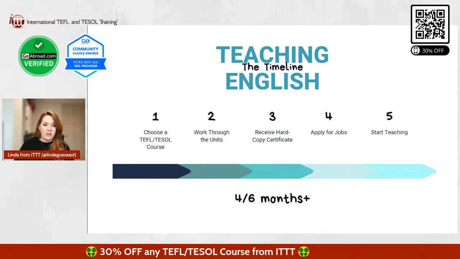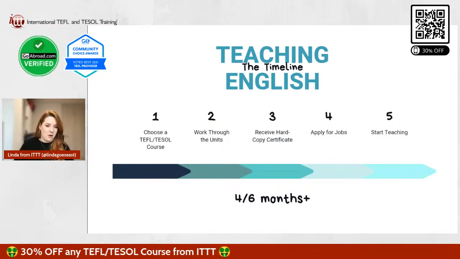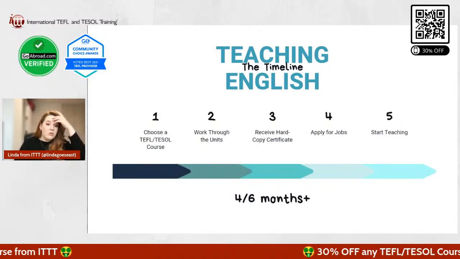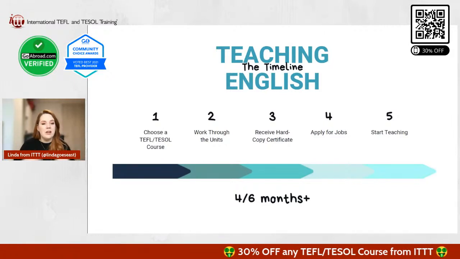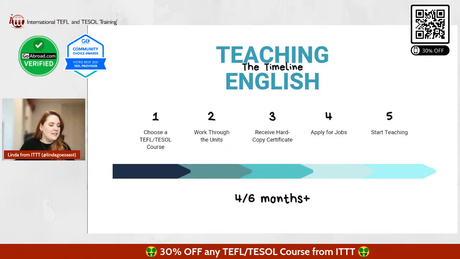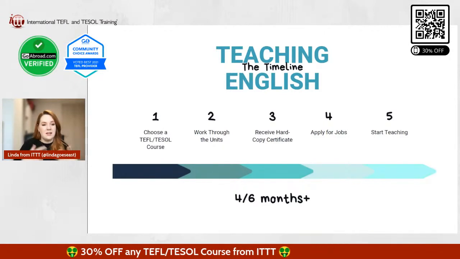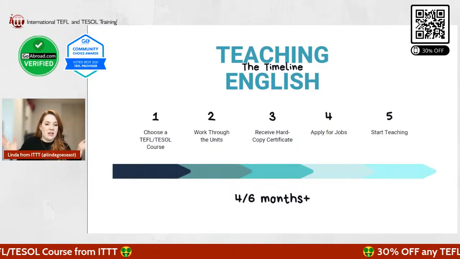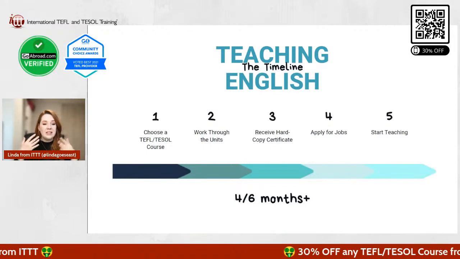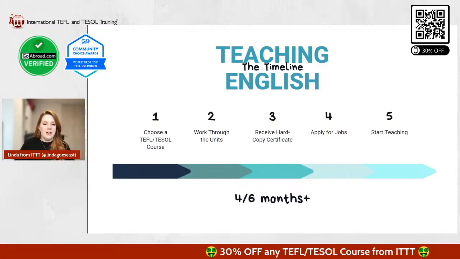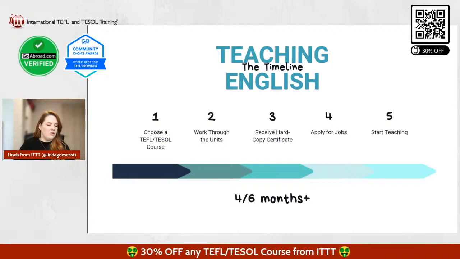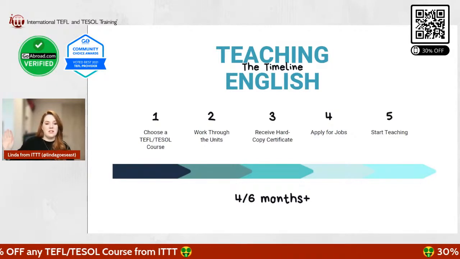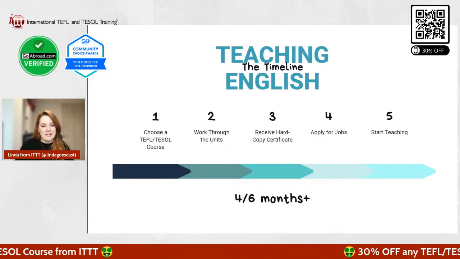And then you are ready for number 4, applying for jobs. Obviously, this can take, depending on where you want to teach, if it's very competitive, it also depends on hiring seasons. I can't really say how long applying for jobs takes until you find the perfect job. And then number 5, you start teaching. So down here, I put it takes anywhere from 4 to 6 months plus. And I mentioned this in my last live as well.